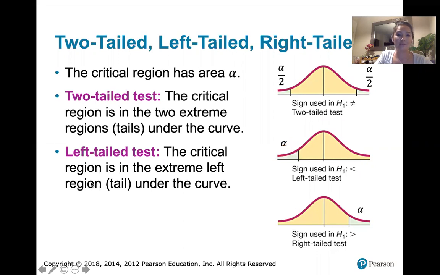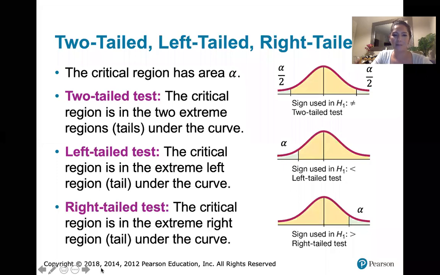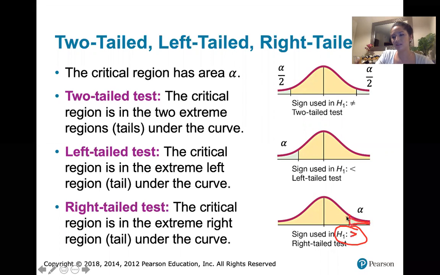And then we have a right-tailed test if our alternative hypothesis includes a greater than sign. So we'll say our parameter is greater than some value. Again, that arrow points in the direction of the tail. So if you see that greater than sign, it's pointing to the right. That means we're interested in the area to the right.